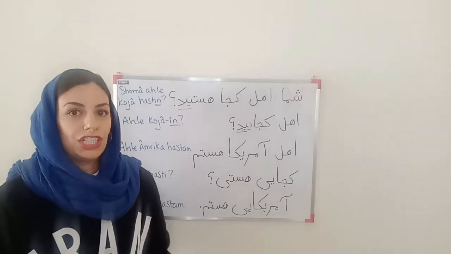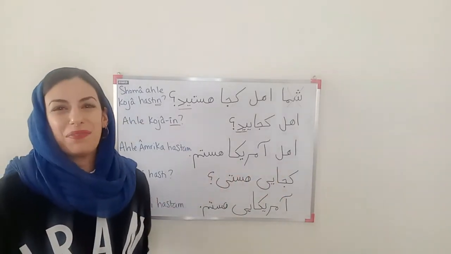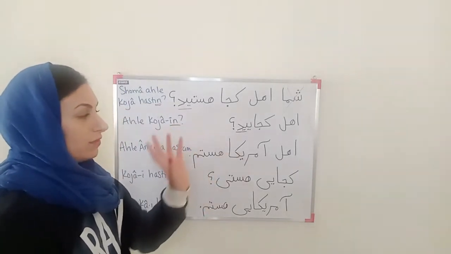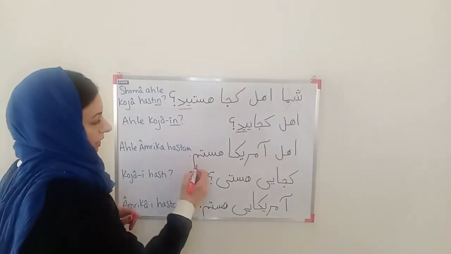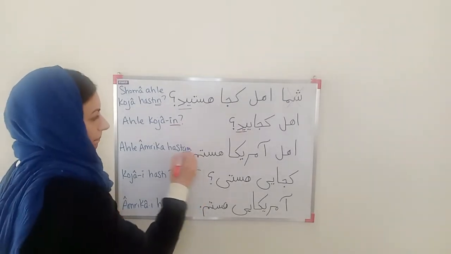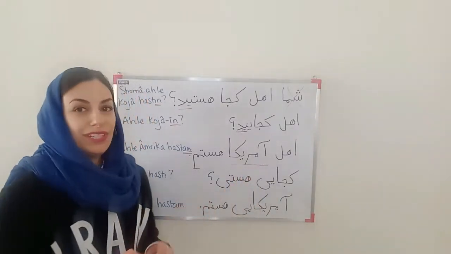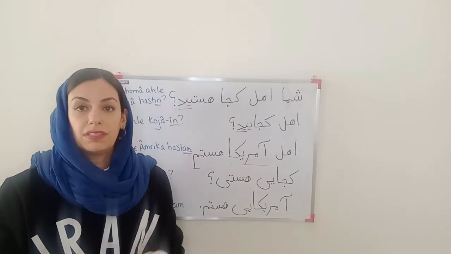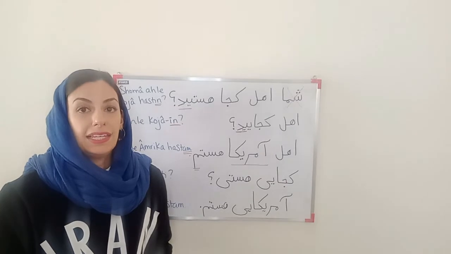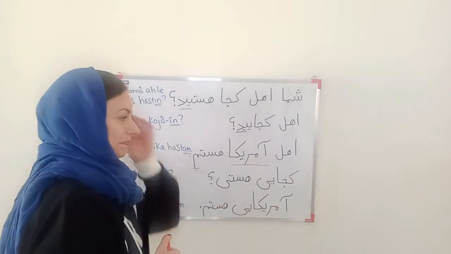How do you answer this question? Ahle Amrika hastam. So this is something I would say, for example. Ahle Amrika hastam, or man ahle Amrika hastam. So I've omitted man here because we know that it is me because of the ending, hastam. And instead of Amrika, you could put your country, your city, your state. So for example, Ahle California hastam, Ahle Shiraz hastam, Ahle Chin hastam.